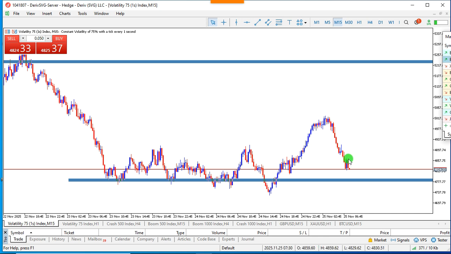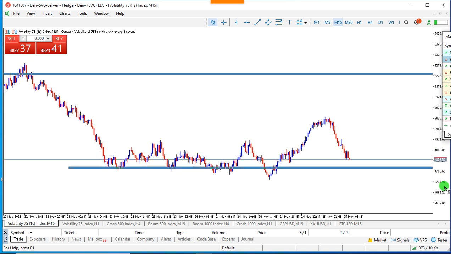So what I'm still expecting, same thing: I'm still waiting for a break below this, a retest of that zone, then I think of going short once again. So on VIX75, I'm still waiting.